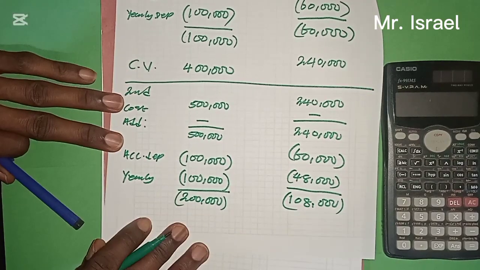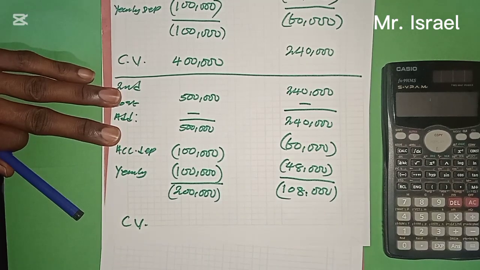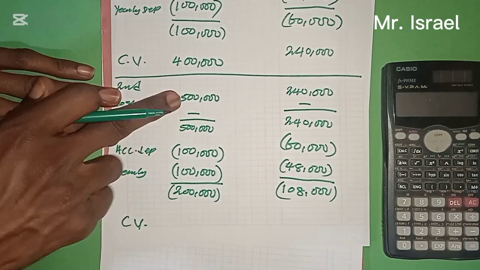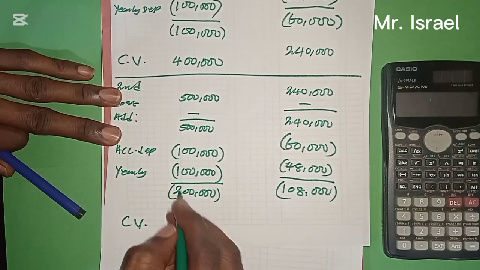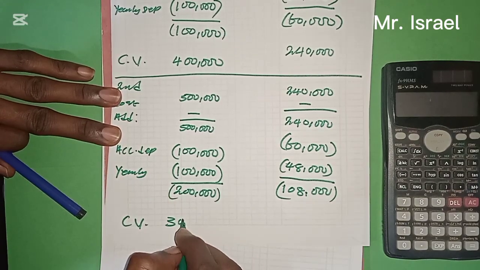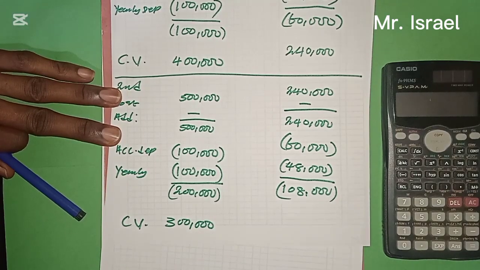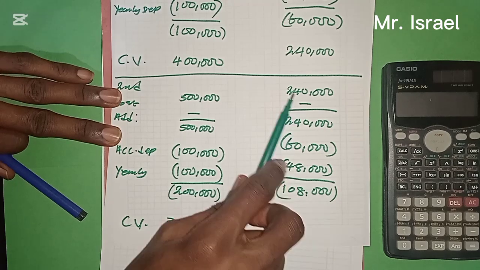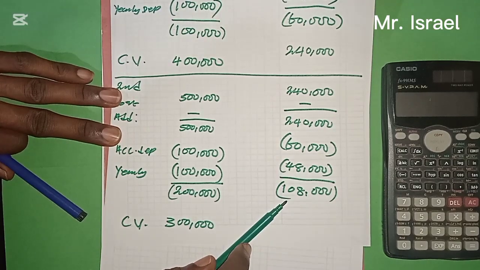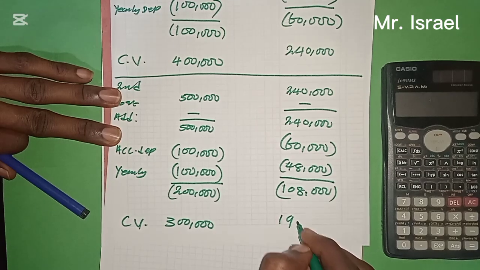Now, let's get our carrying value. The carrying value will now be 500 minus 200. This will give you 300,000 as the carrying amount. Here will now be 240 minus 48, which will give us 192.